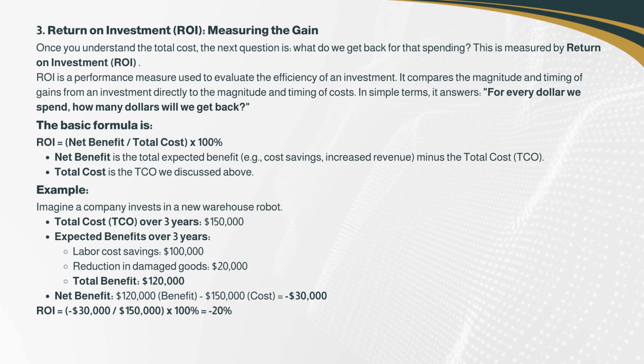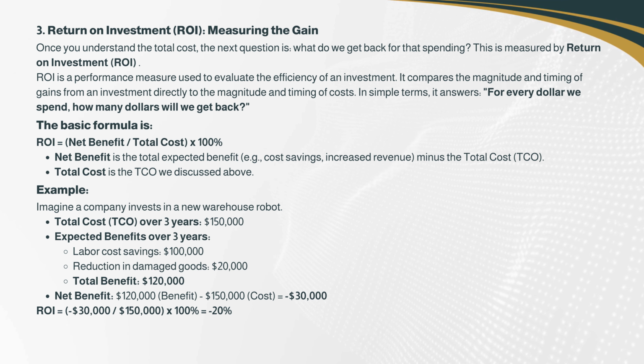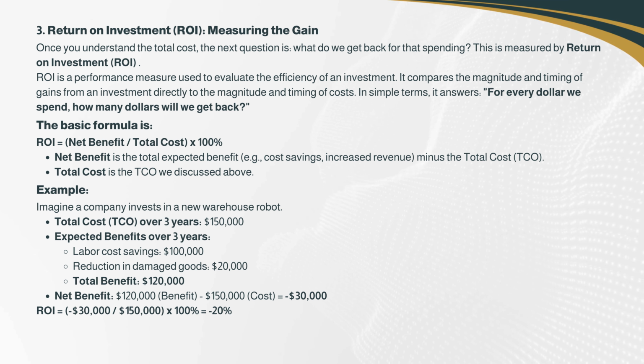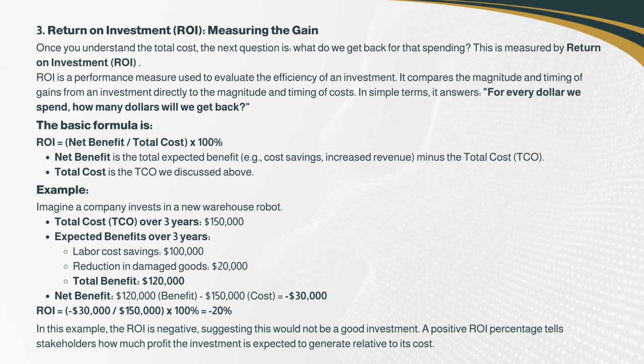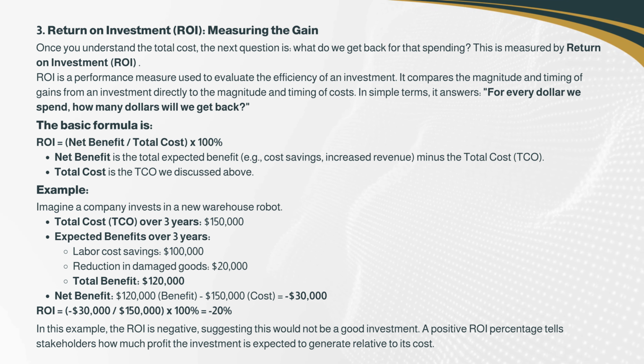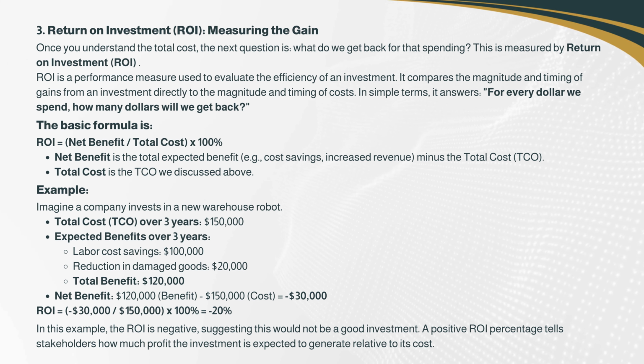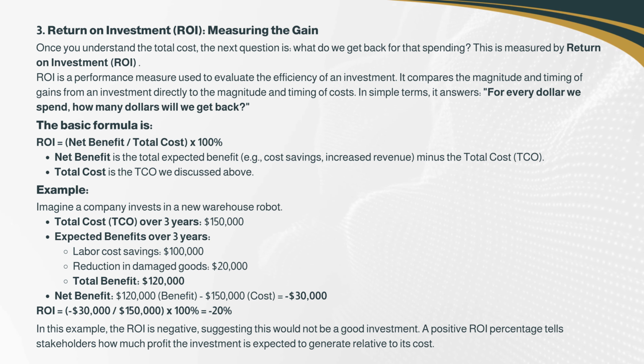ROI equals minus $30,000 divided by $150,000, times 100%, equals minus 20%. In this example, the ROI is negative, suggesting this would not be a good investment. A positive ROI percentage tells stakeholders how much profit the investment is expected to generate relative to its cost.